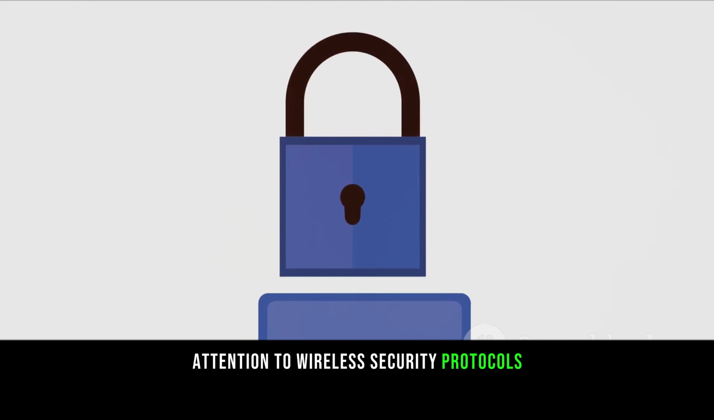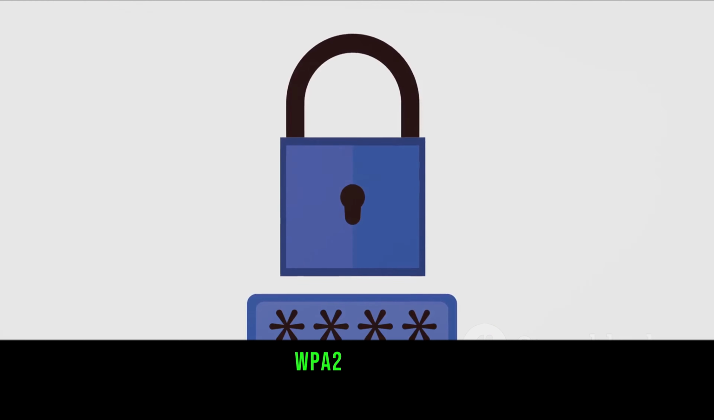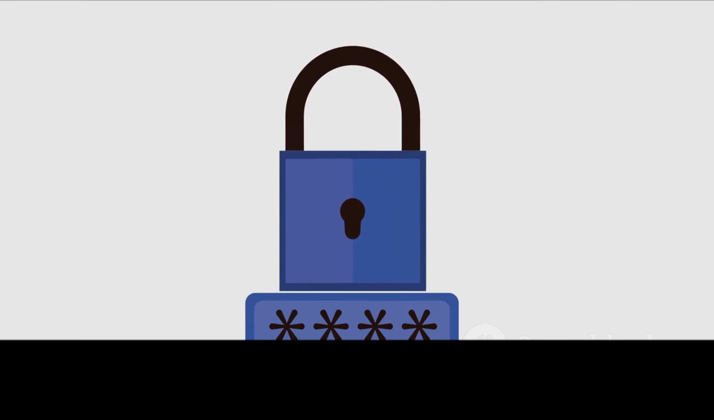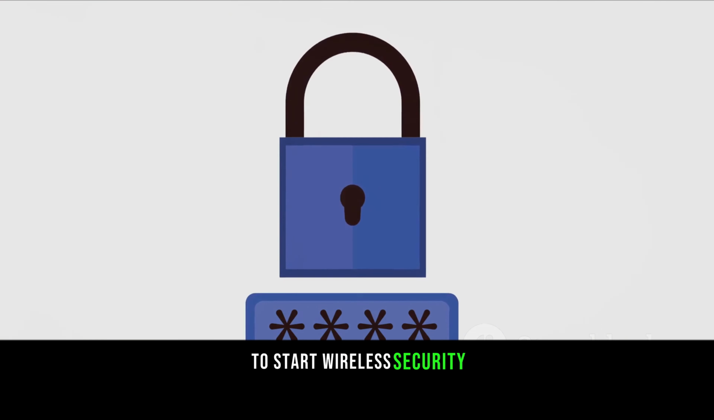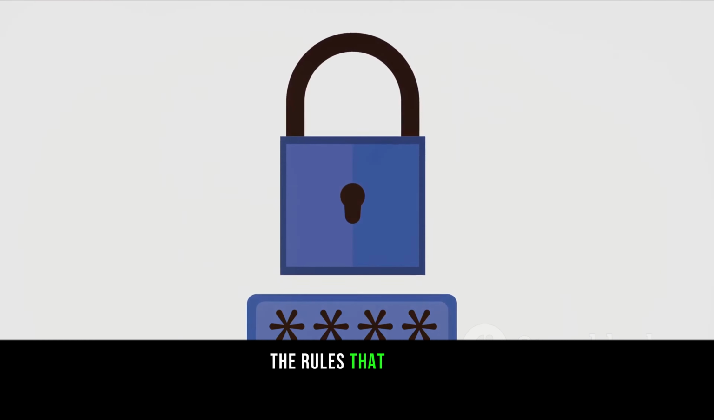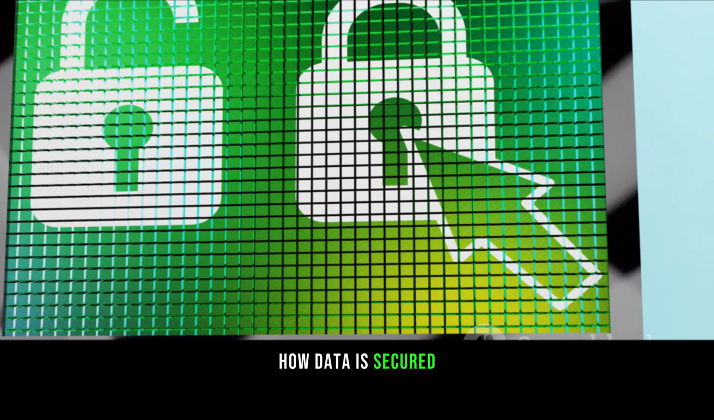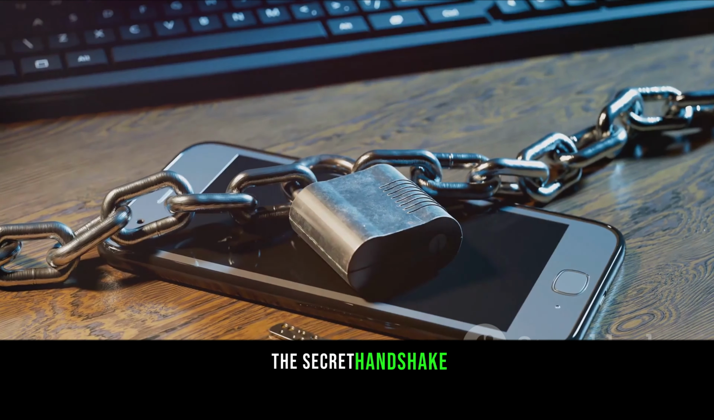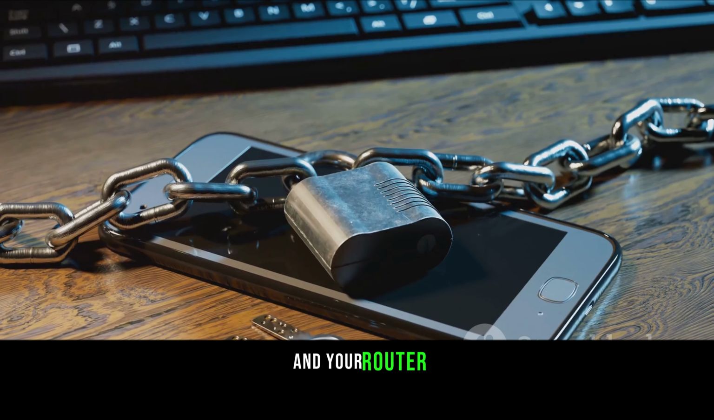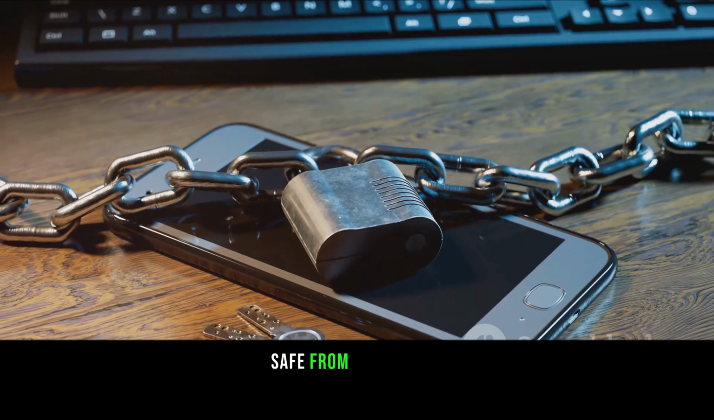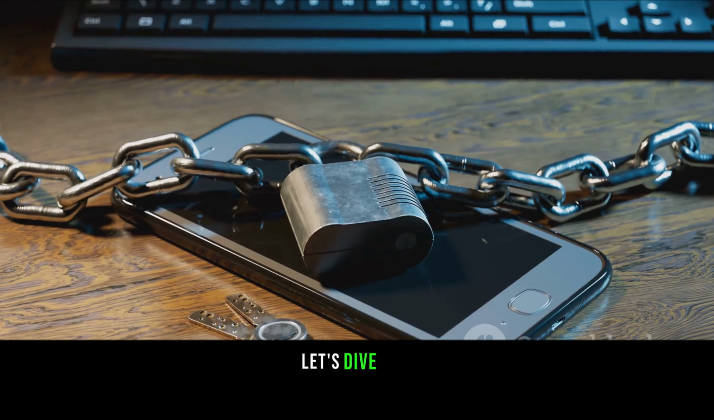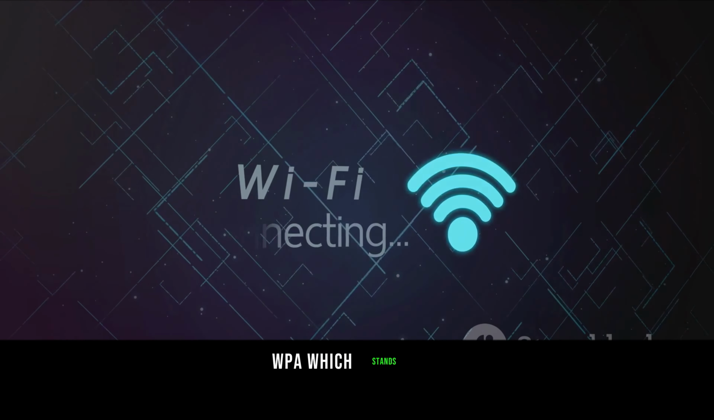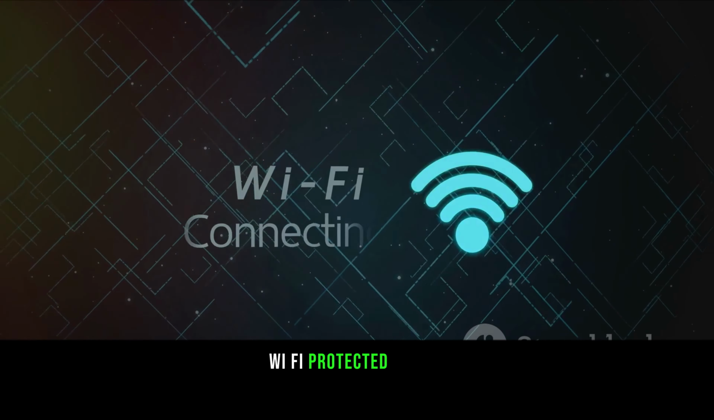Now that we've understood AAA, let's turn our attention to wireless security protocols. Ever heard of WPA, WPA2, and WPA3? To start, wireless security protocols are like the rules that govern how data is secured when it's transmitted over a wireless network. They're like the secret handshake that your devices and your router use to keep your data safe from prying eyes. Let's dive into the first one, WPA, which stands for Wi-Fi Protected Access.